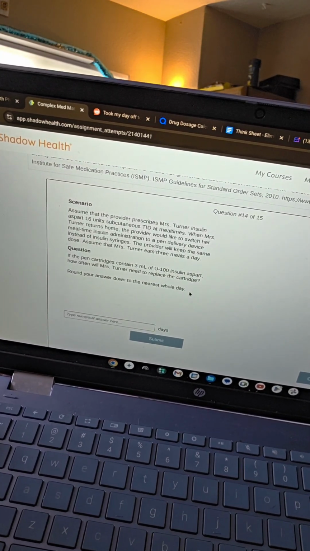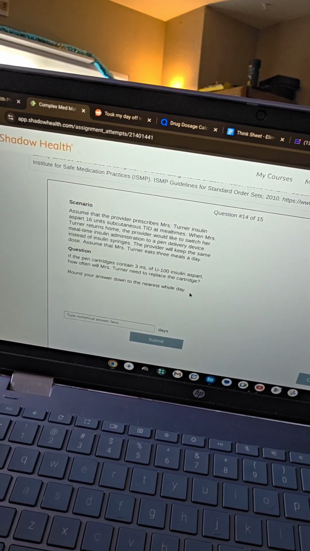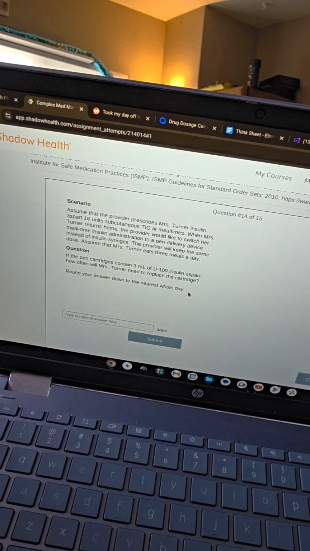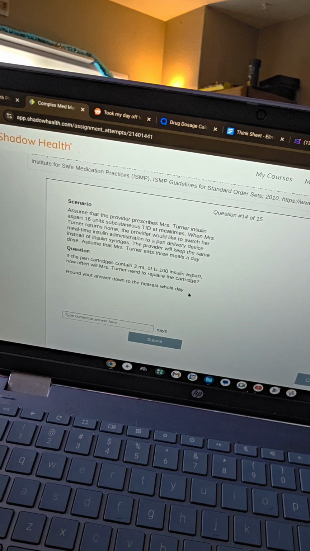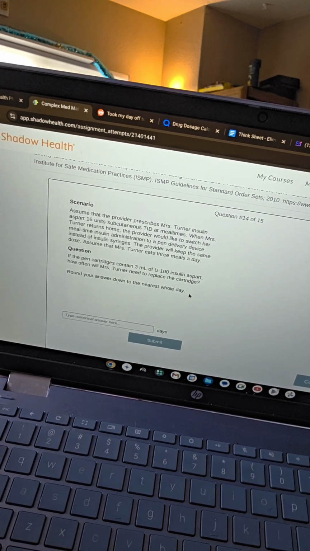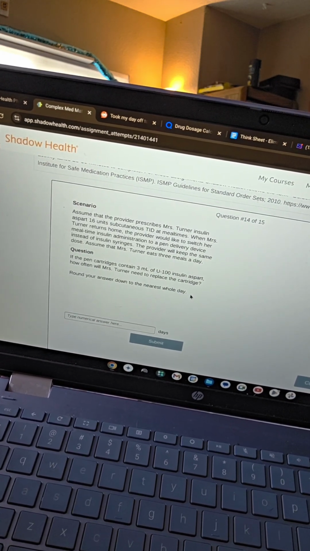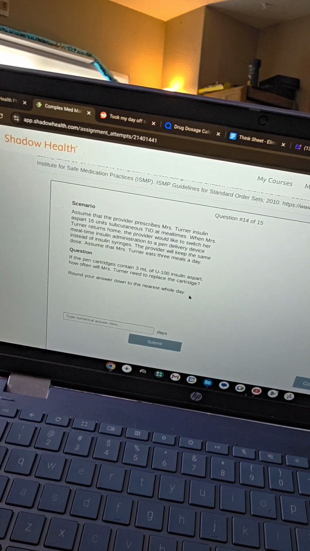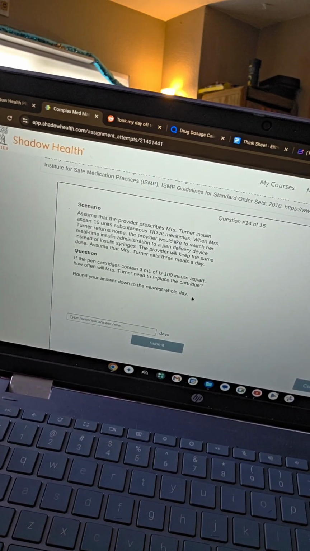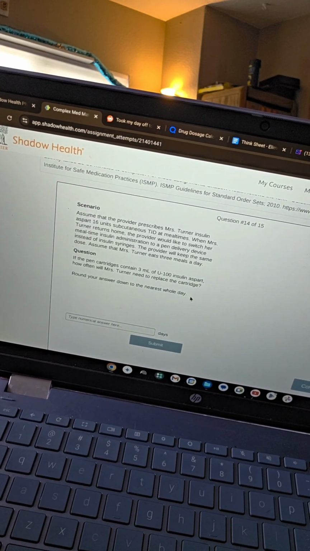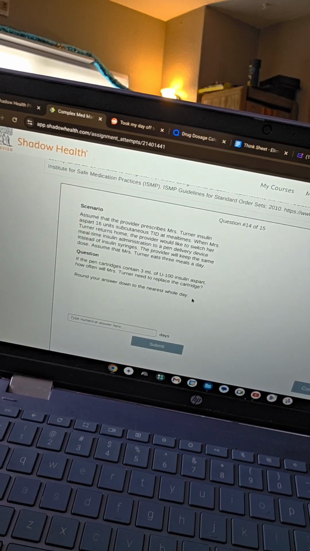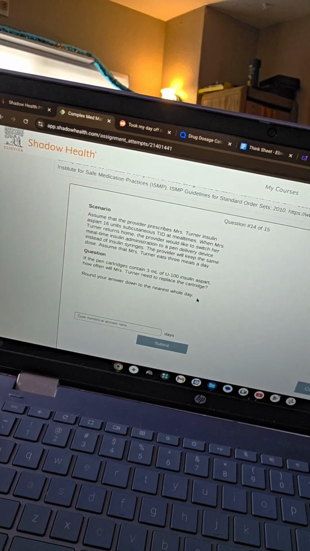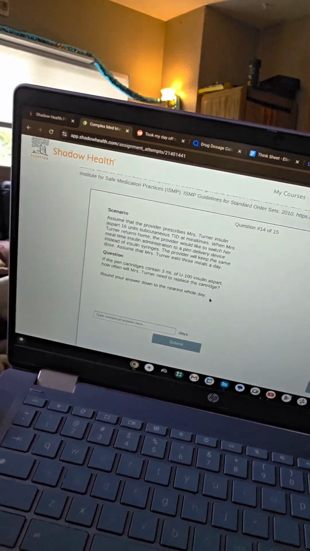When Mrs. Turner returns home, the provider would like to switch her mealtime insulin administration to a pen delivery device instead of insulin syringes. The provider will keep the same dose. Assume that Mrs. Turner eats 3 meals a day. The pen cartridges contain 3 milliliters of U100 insulin aspart. How often will Mrs. Turner need to replace the cartridge?